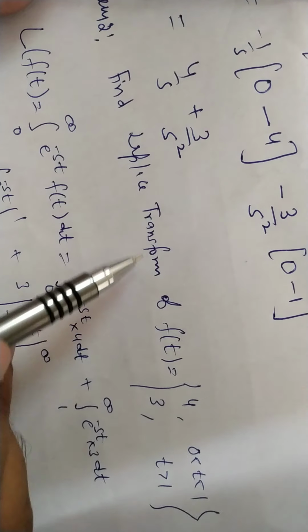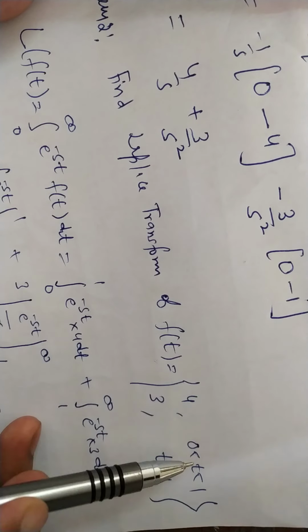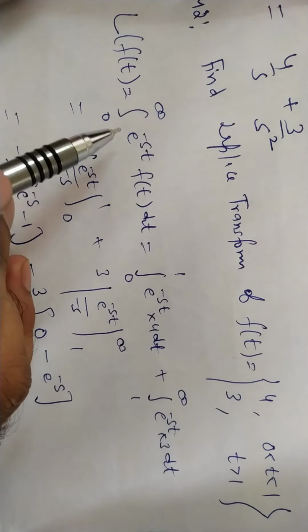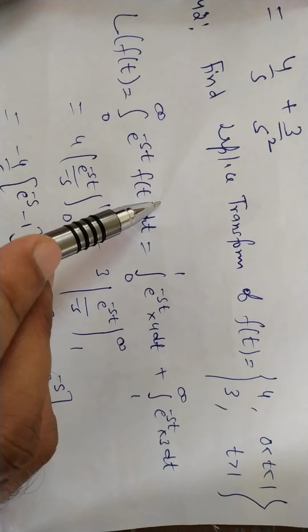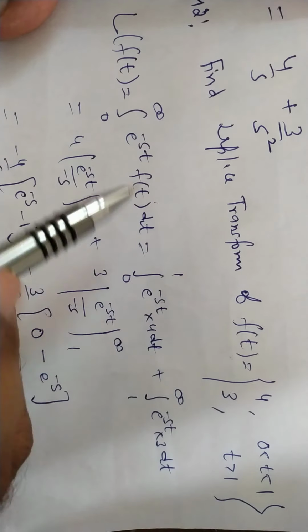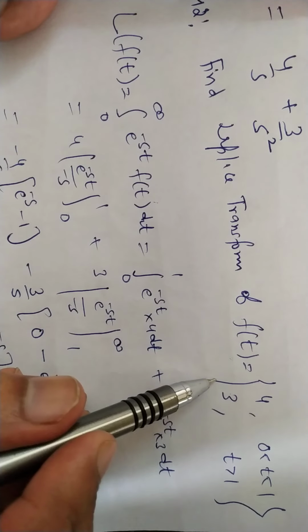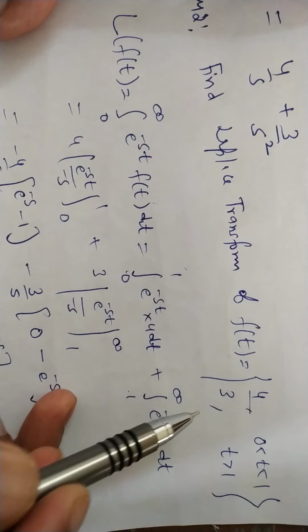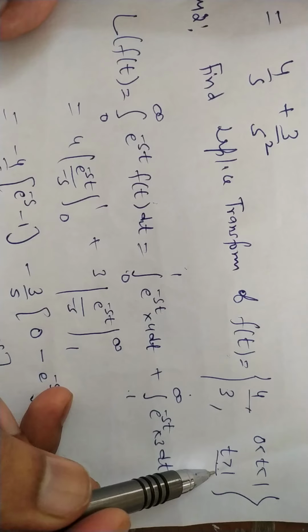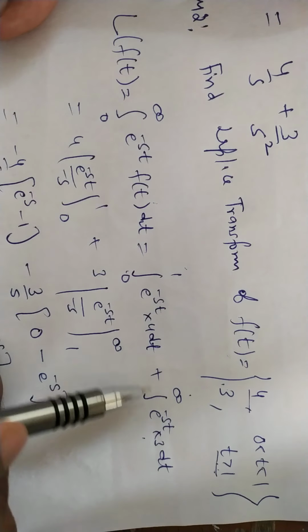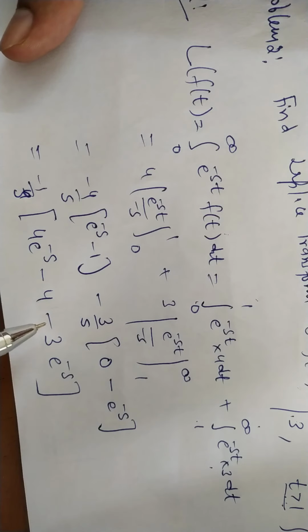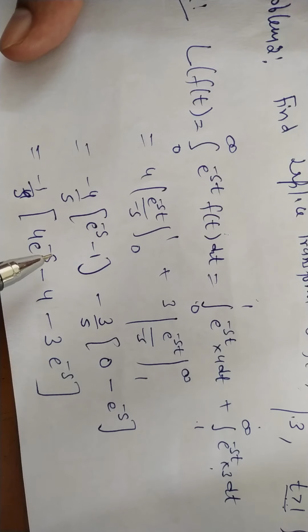Next one: find the Laplace transform of the function f(t) equal to 4 for 0 < t < 1, and 3 for t > 1. We know the formula: Laplace is the integral from 0 to infinity of e raised to minus st f(t) dt. Since the function breaks at t = 1, break the integral into 0 to 1 and 1 to infinity. When it is 0 to 1, the value of the function is 4, but when it is 1 to infinity, its value is 3. Now it is a very simple integration problem. After integrating and putting the limits, you can evaluate the answer. You can take a screenshot and solve it side by side.